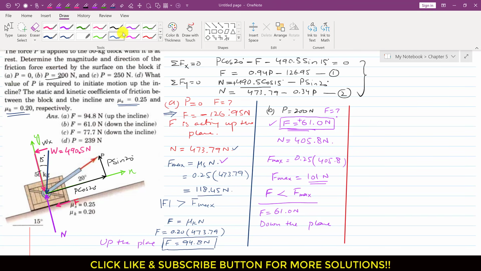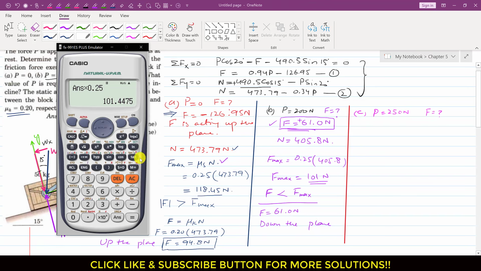Now for case C, P value is now 250 newtons. So again, if I substitute P values in those two equations, we are required to find the friction magnitude and direction, right? So now P value is 250, so we have to put P equals 250 in this equation 1. We have this equation: minus 126.95 plus 0.94 into P. So now P force is 250. So I will put 250 in that equation 1. So we get F equals 108.05, right?